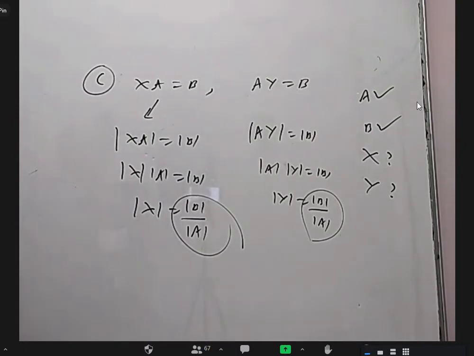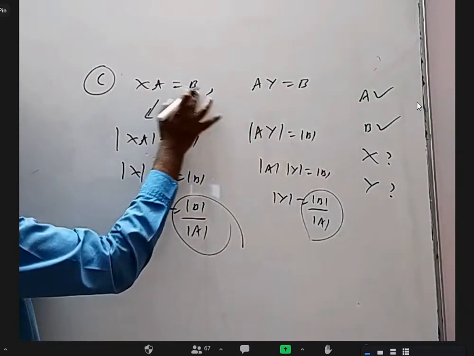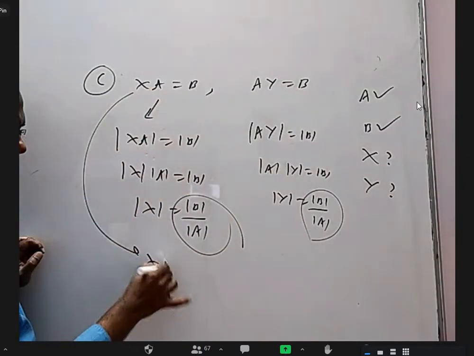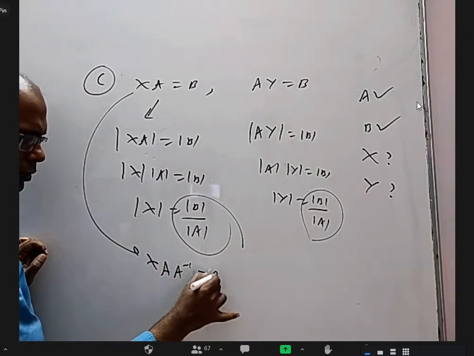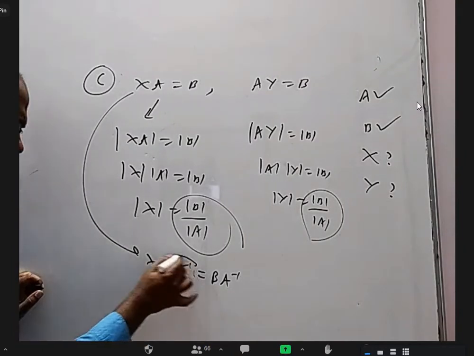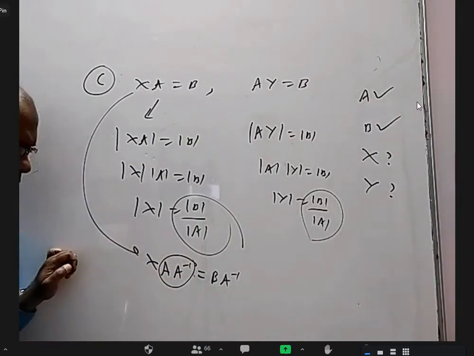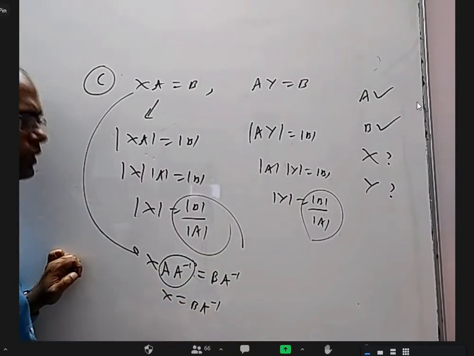Okay. And because we know A and B, if you want to find X, you have to multiply with A inverse from the right side. XA inverse is equal to B into A inverse. Multiply with A inverse from the right here. This is identity matrix, and identity matrix into anything will be that one. This will get X is equal to B A inverse.